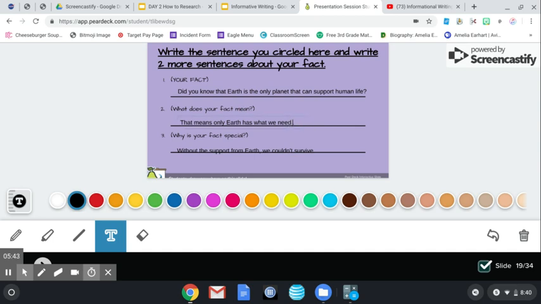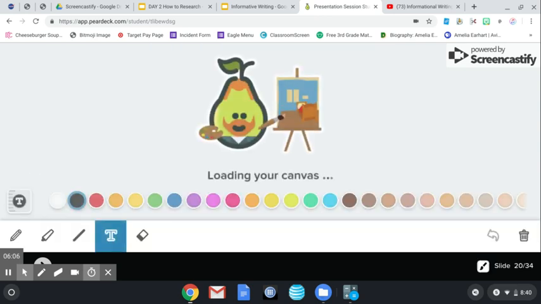I'm going to change that real quick. In order to live. And then why is your fact special? I think it's special because without the support from Earth, we couldn't survive. And I think that's pretty important because I like living on Earth. So now that I've done that, I'm going to go to the next slide.